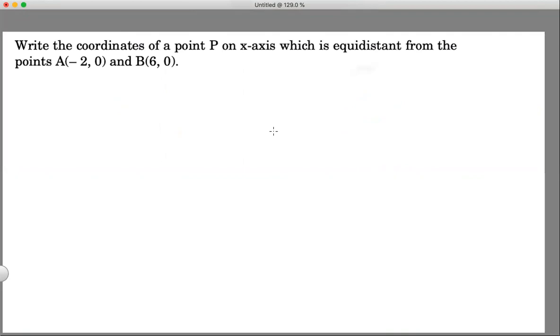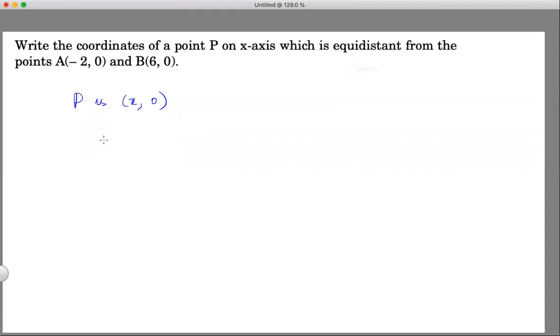Write the coordinates of a point P on x-axis, which is equidistant from the two given points. How would we do this? Using the distance formula, AP will be equal to BP. So first we will say what form the point P has. P is on the x-axis, so P is x, 0. And now we will use the distance formula and equate it.